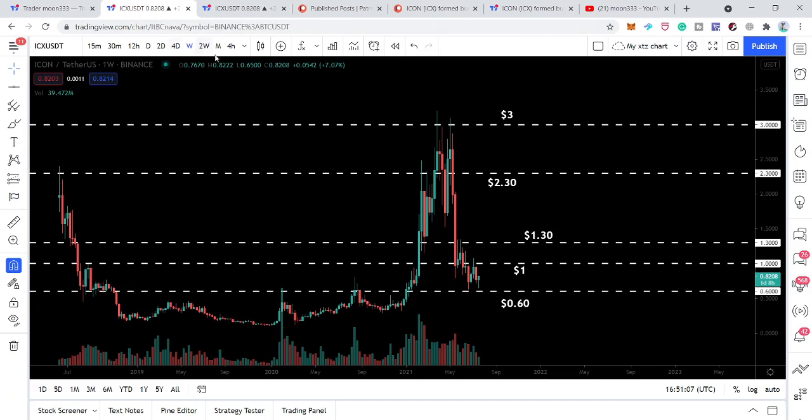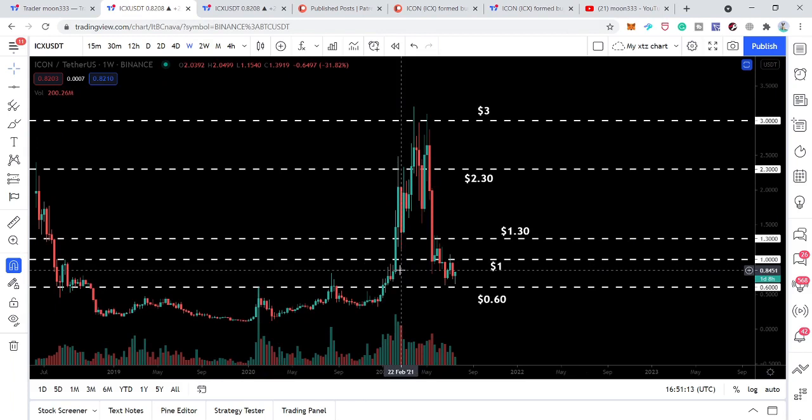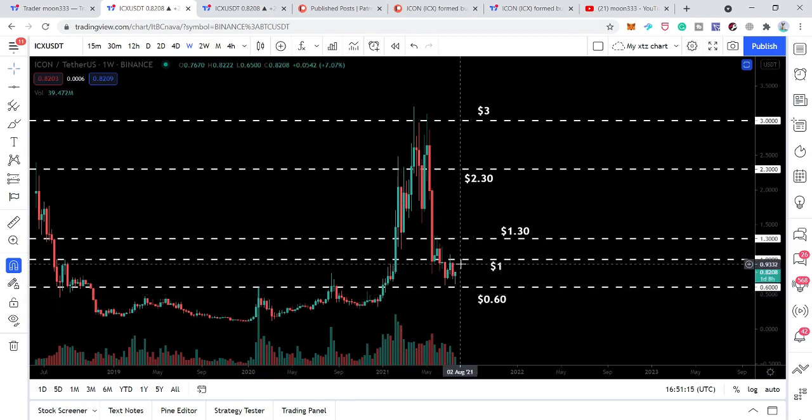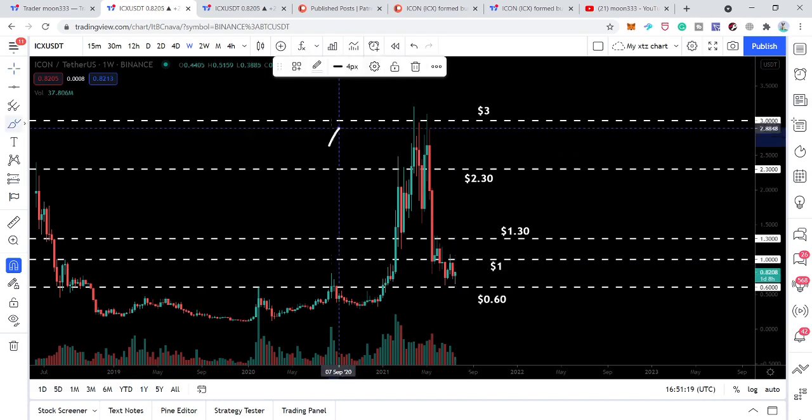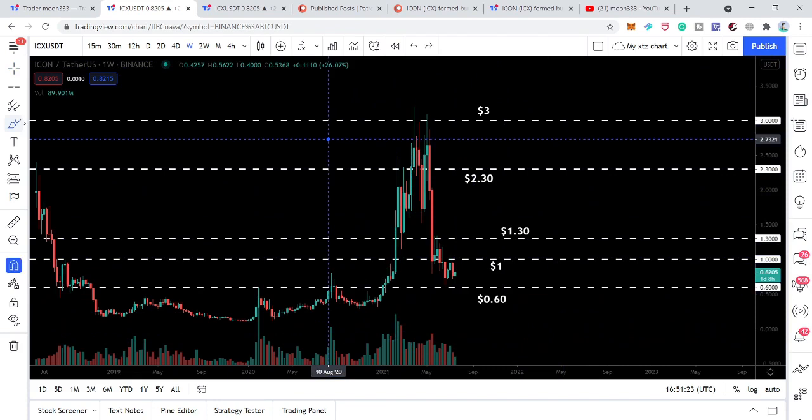Now if we move to the live weekly time frame chart, then here we can see that the price action is moving between 60 cents to $1 support and resistance levels. Okay, here I'm showing the major support and resistance levels on the long-term weekly time frame chart. There is a possibility that there will be some more support and resistance levels on the smaller time frames. However, I'm just showing you the major support and resistance levels on the long term.